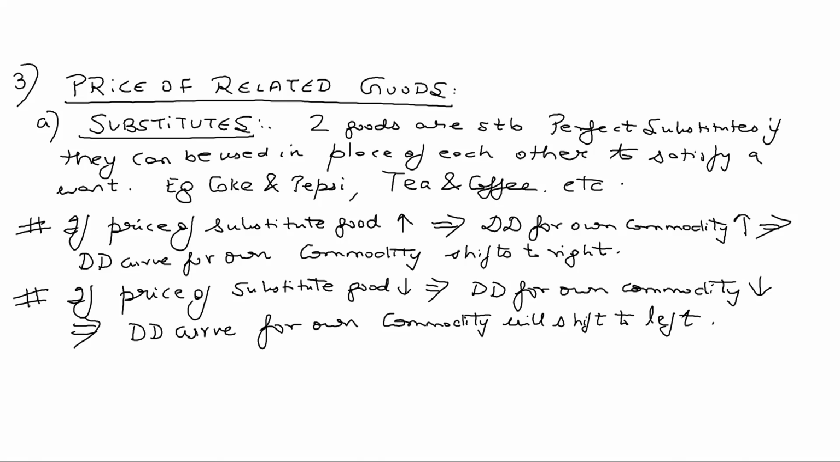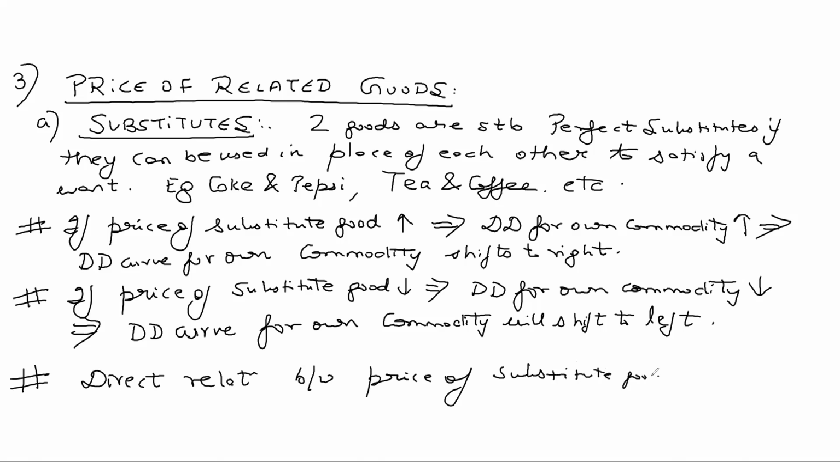Diagrams you all can draw yourself now. Very simple. If price of coffee goes up, demand curve for tea will shift to the right, and if price of coffee falls, demand curve of tea will shift to the left. So I can say there is a direct relation between price of substitute good and demand for own commodity.